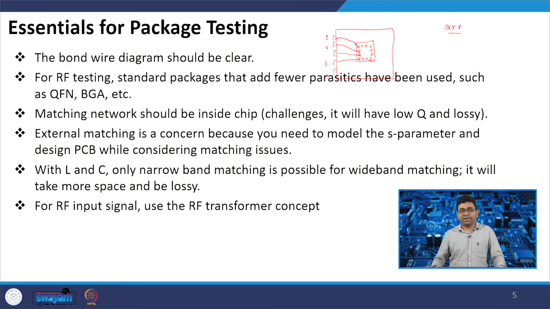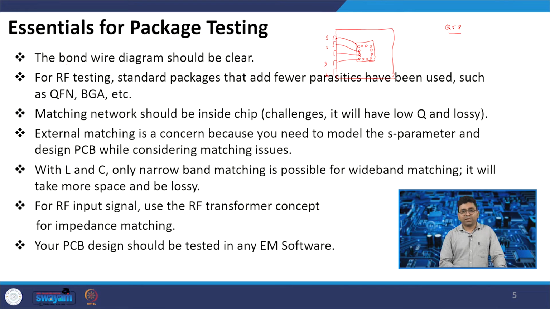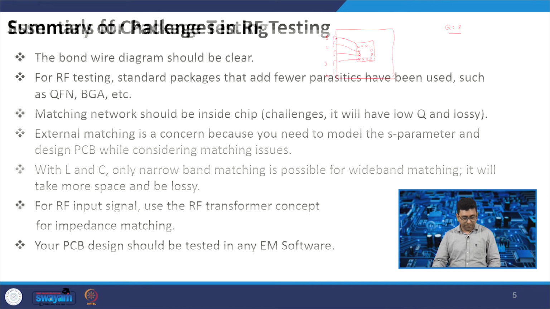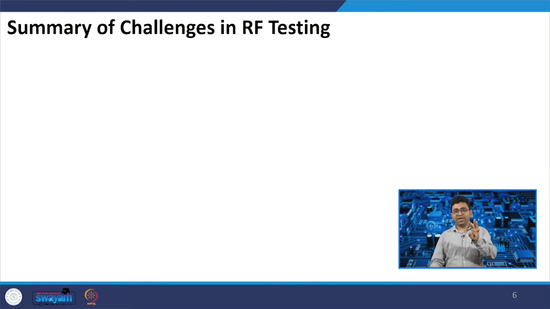And for the RF input signal, use the RF transformer concept for impedance matching. Your PCB design should be tested in any EM software. When we discussed the transmission line, I mentioned that at high frequency, even when you are tracing out on the PCB, the trace will act as a transmission line. That will change your impedance matching. So, your PCB should also be tested beforehand in EM software. So, these are the three ways that we can do the testing in an RF transceiver chip.